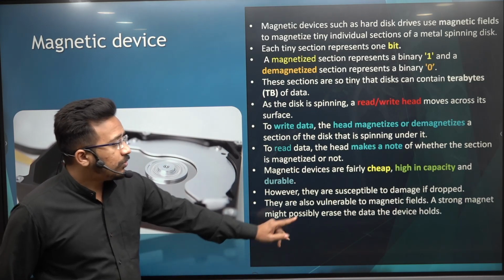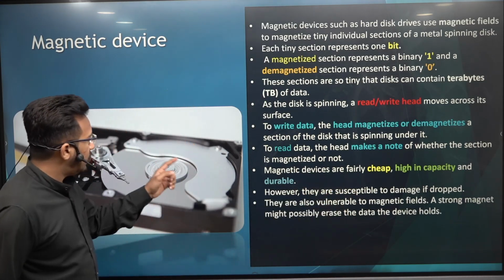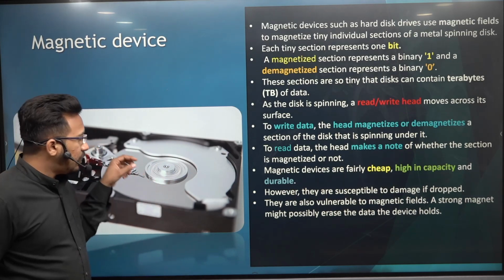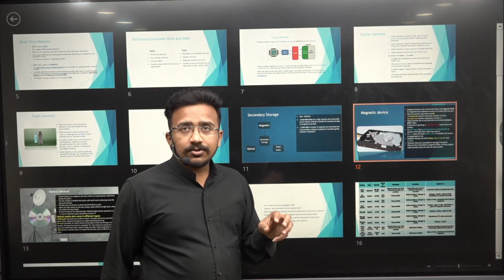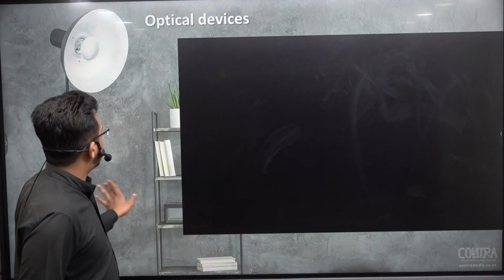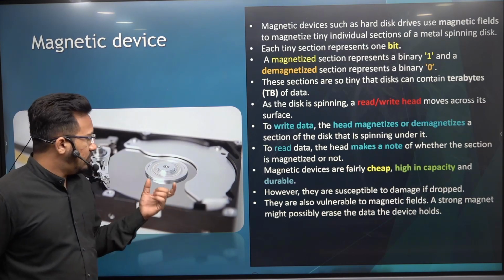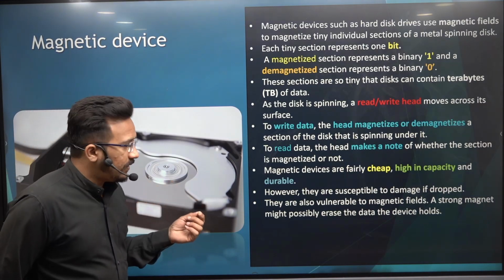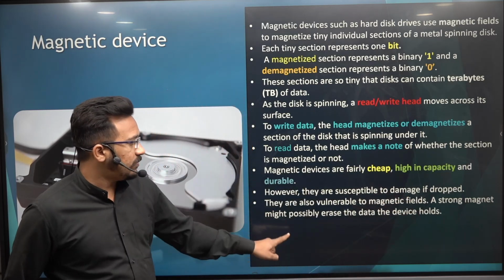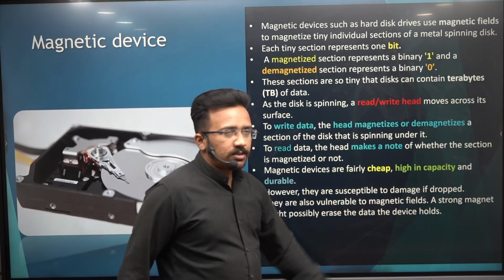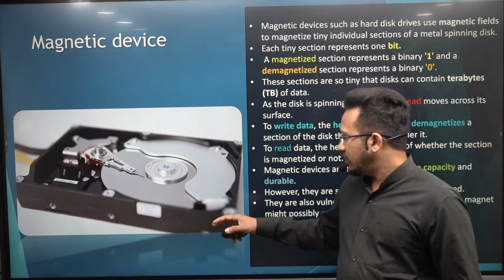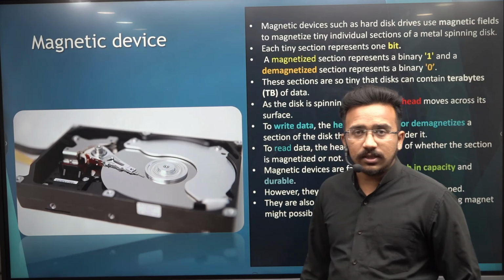They are also vulnerable to a magnetic field. They have magnetic polarity over here: north pole, south pole. If you put a high strength magnet near it, you can simply damage your hard disk because they are sensitive to the magnetic field. A strong magnet might erase the data on the device because it will change the polarity of the magnets inside.